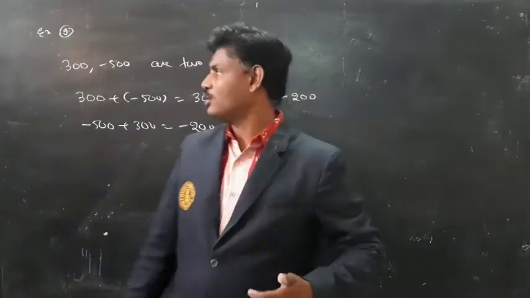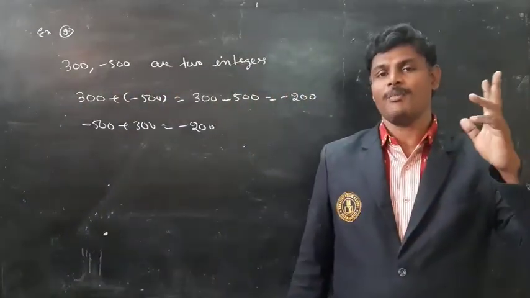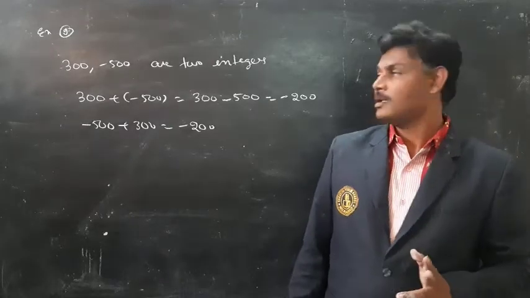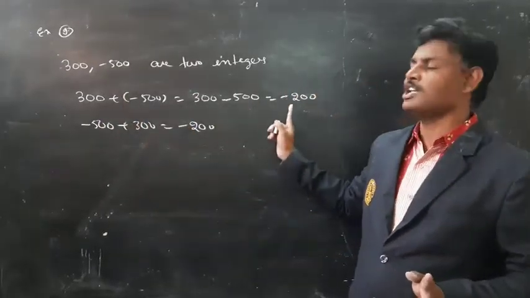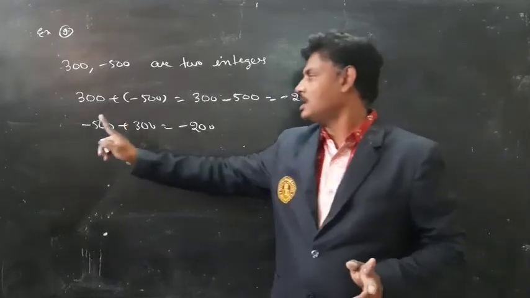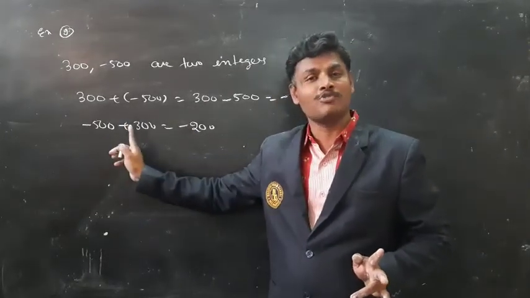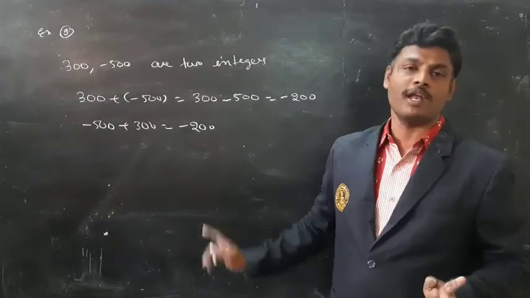So here I took two numbers, 300 and minus 500, two integers. Then the result of 300 plus minus 500 is minus 200. Similarly, the result of minus 500 plus 300 is equal to minus 200.